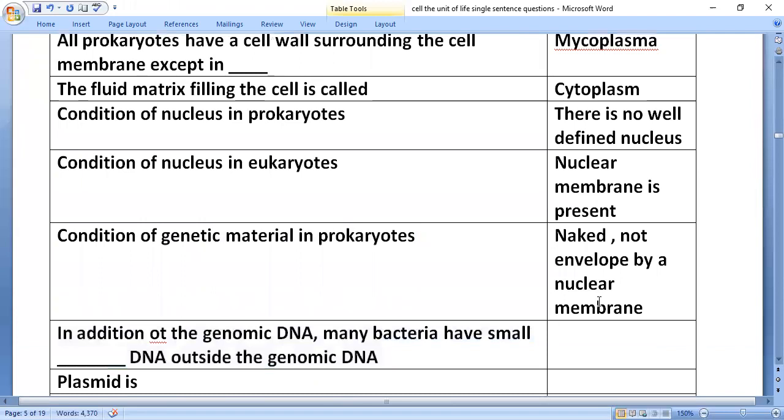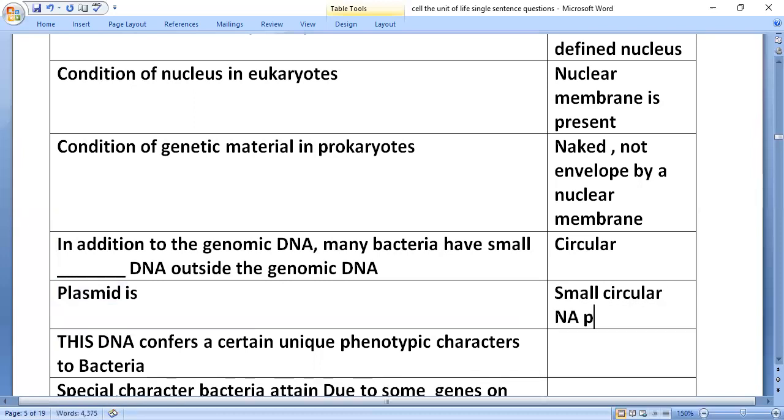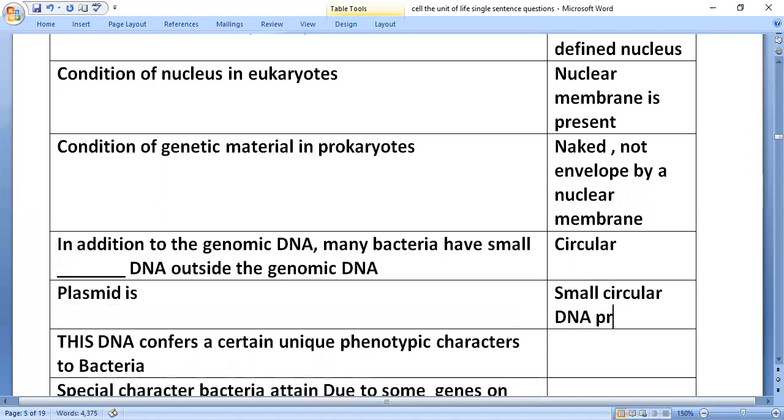In addition to the genomic DNA, many bacteria have small circular DNA outside the genomic DNA, called plasmids. Plasmid is a small circular DNA present outside the genomic DNA.